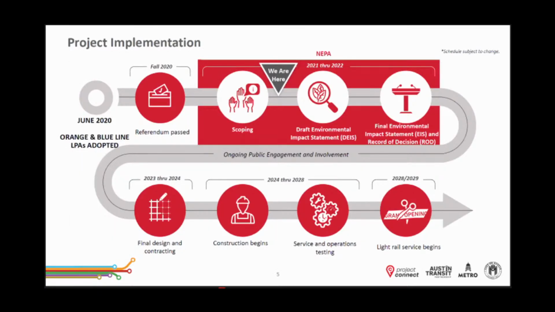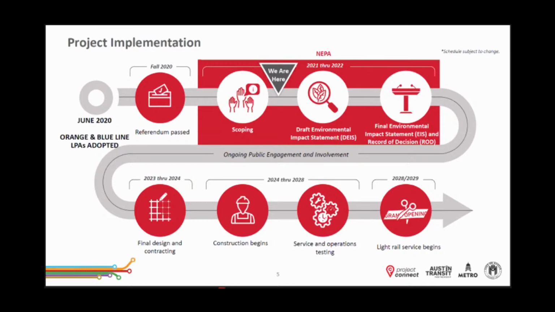This graphic is designed to represent the entire project life cycle with a focus on the phase we are in now, which is indicated by the shaded red box. Prior to this phase, as shown, the orange and the blue line locally preferred alternatives were unanimously adopted by the Capital Metro Board of Directors and endorsed by the Austin City Council on June 10th of 2020.